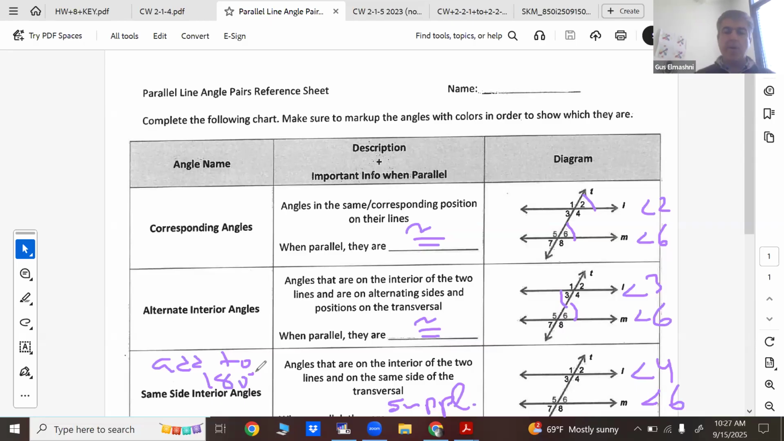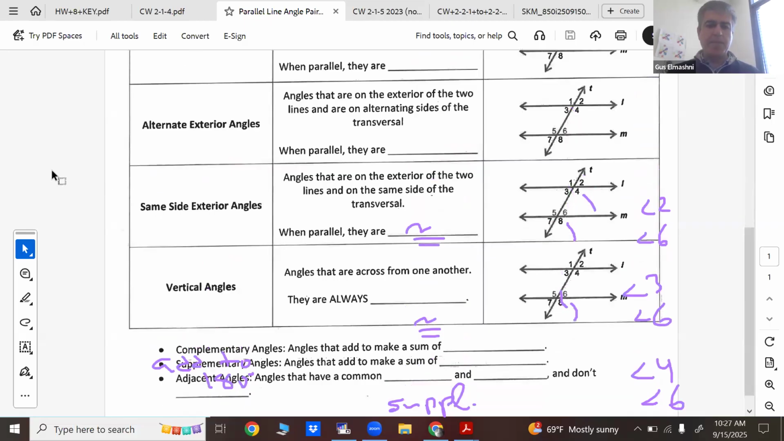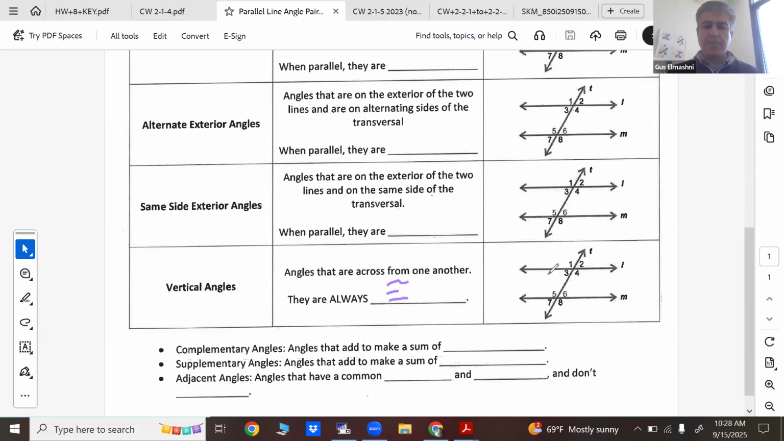Oh, alternate interior, same. Oh, corresponding, same. Oh, same side interior, add to 180. Then the other ones are kind of derived from that. There's like 3 other ones here. I mean, vertical angles are pretty obvious. These are always congruent. Like, for example, angle 2 and angle 3 are vertical angles.